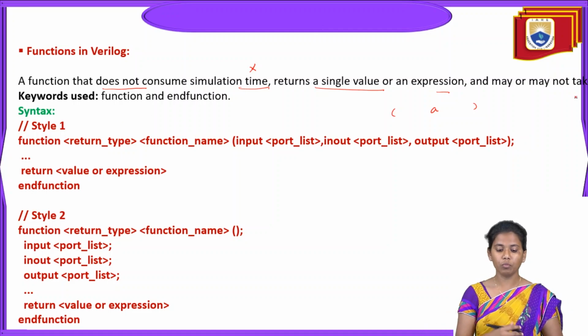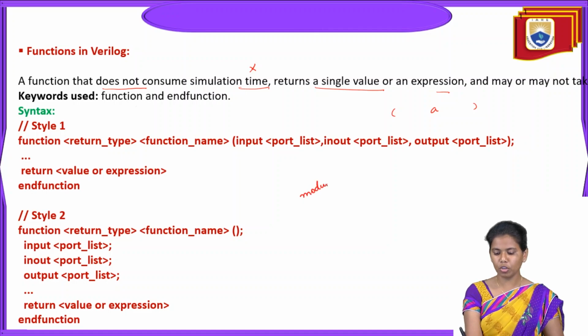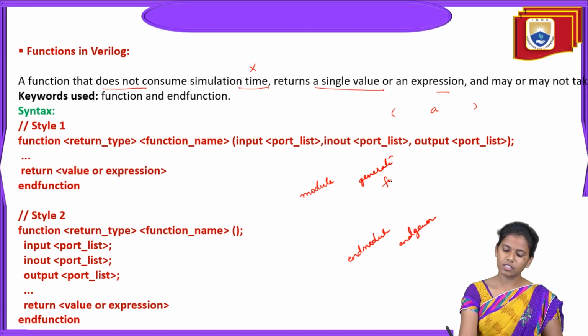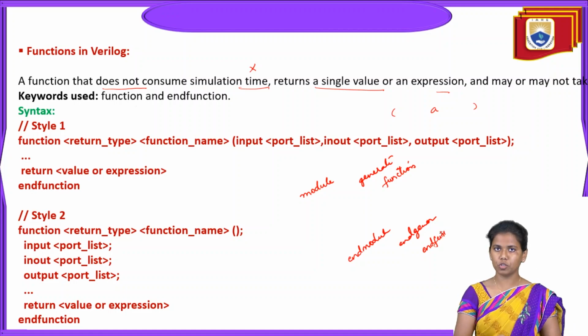Okay, so what sort of keywords can we use in the function? Function and end function. We all know the keywords we use, like module and end module, generate and end generate. Likewise, in functions, we use the syntax function as well as end function. So these are the keywords which we are supposed to declare when writing proper code for a function, right?